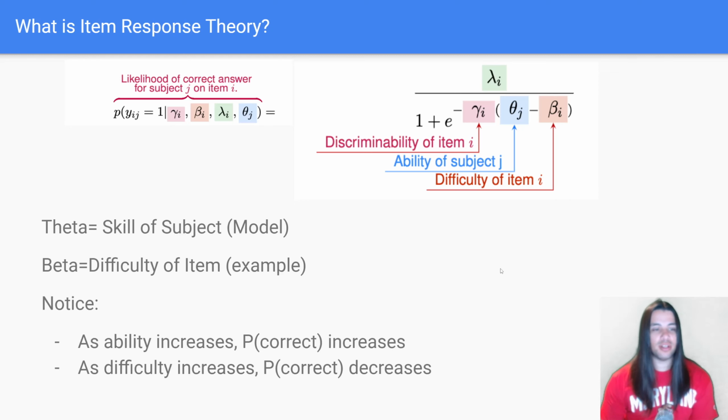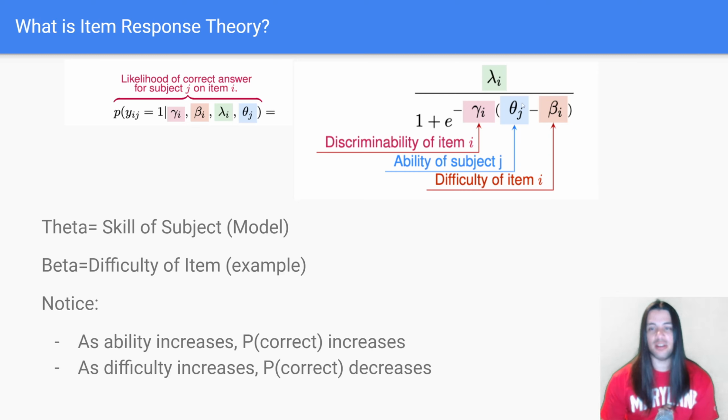So in this, we're going to take a closer look. Theta, in this case, is going to represent the skill of the subject, or how good a model is. Beta is the difficulty of an item, or the difficulty of a particular NLI example or sentiment example. The main thing to notice here is that as this number grows bigger, then this entire number grows closer to 1. So when does that happen?